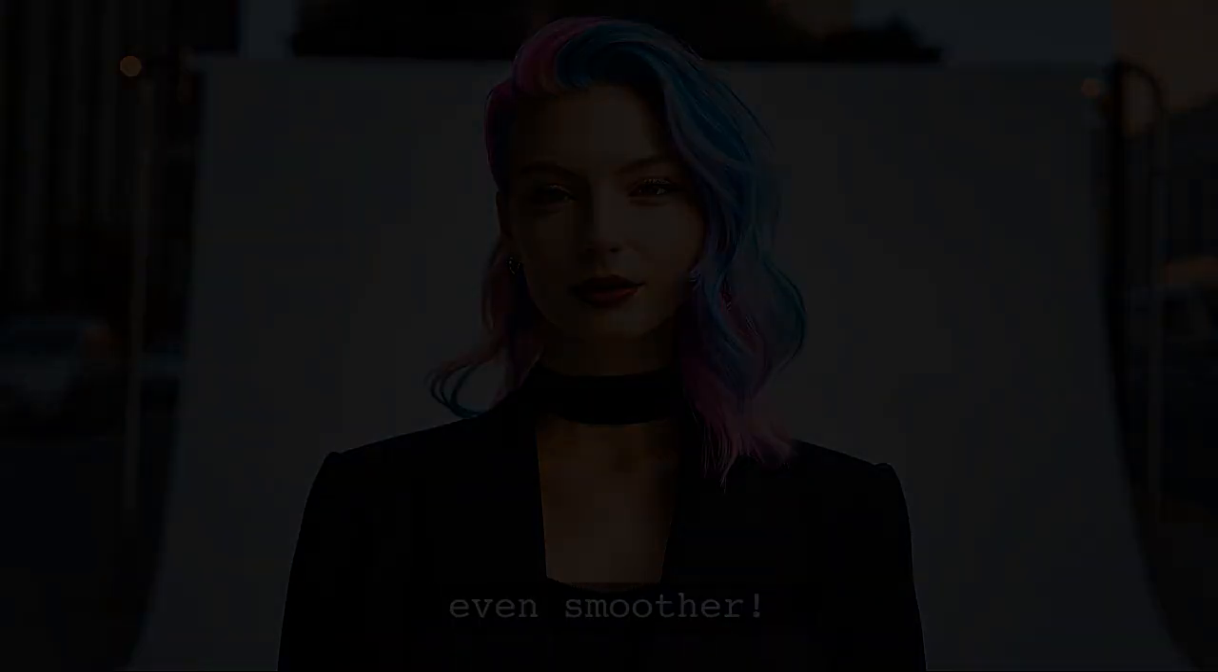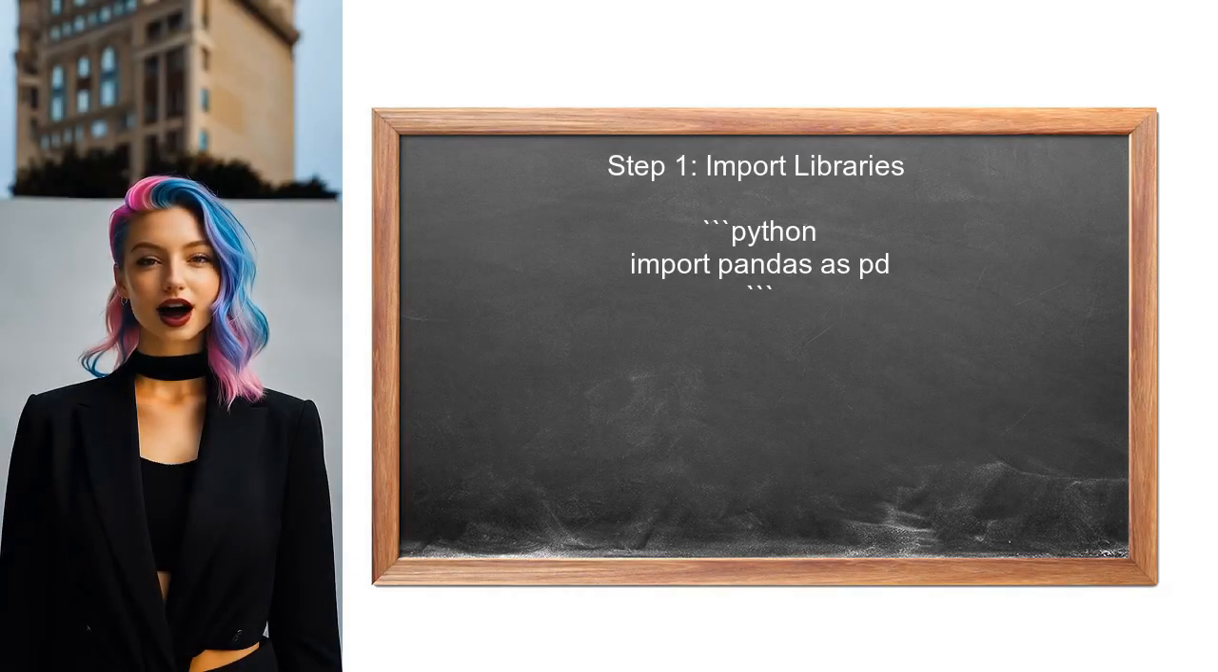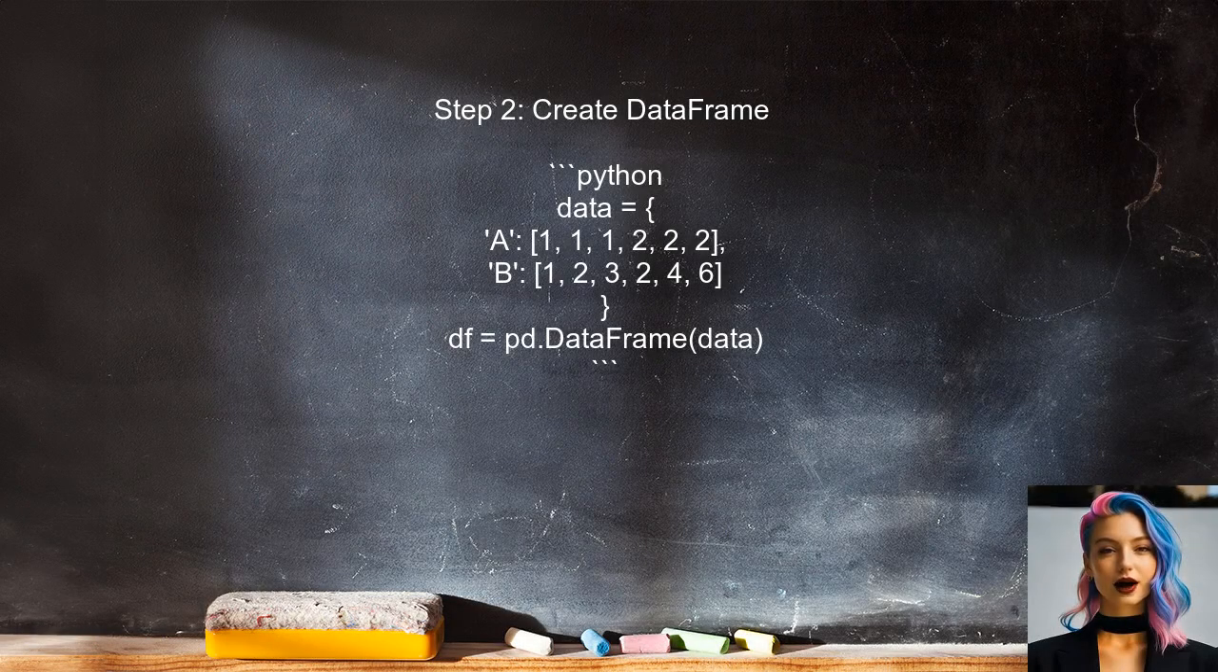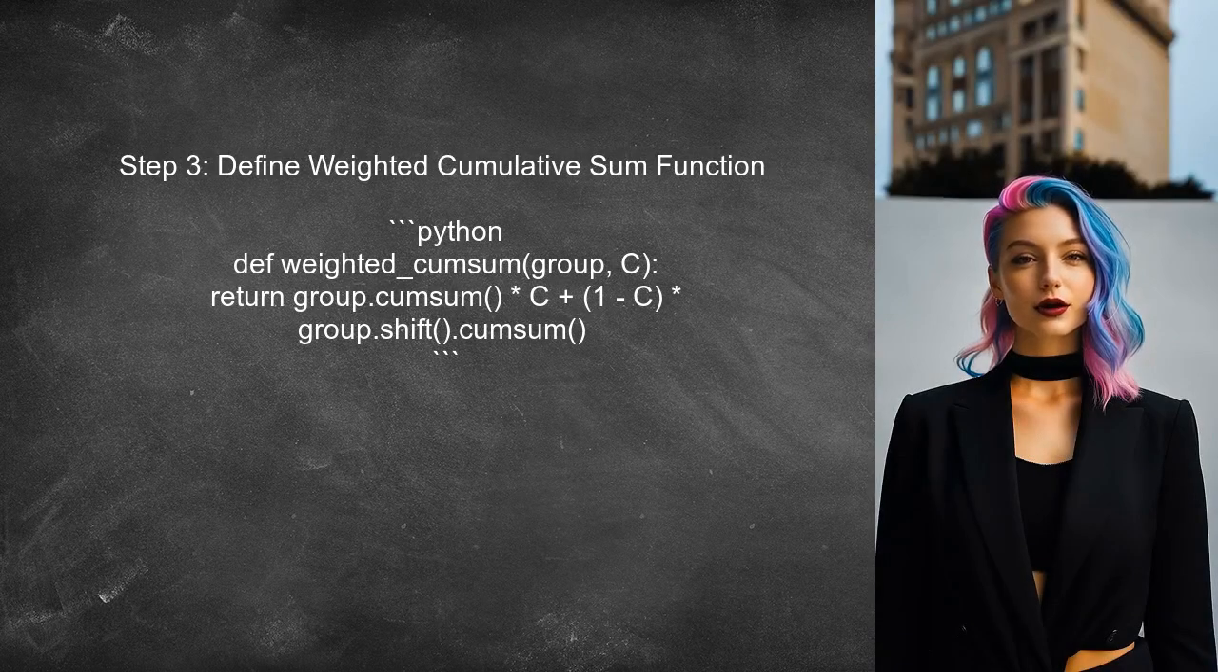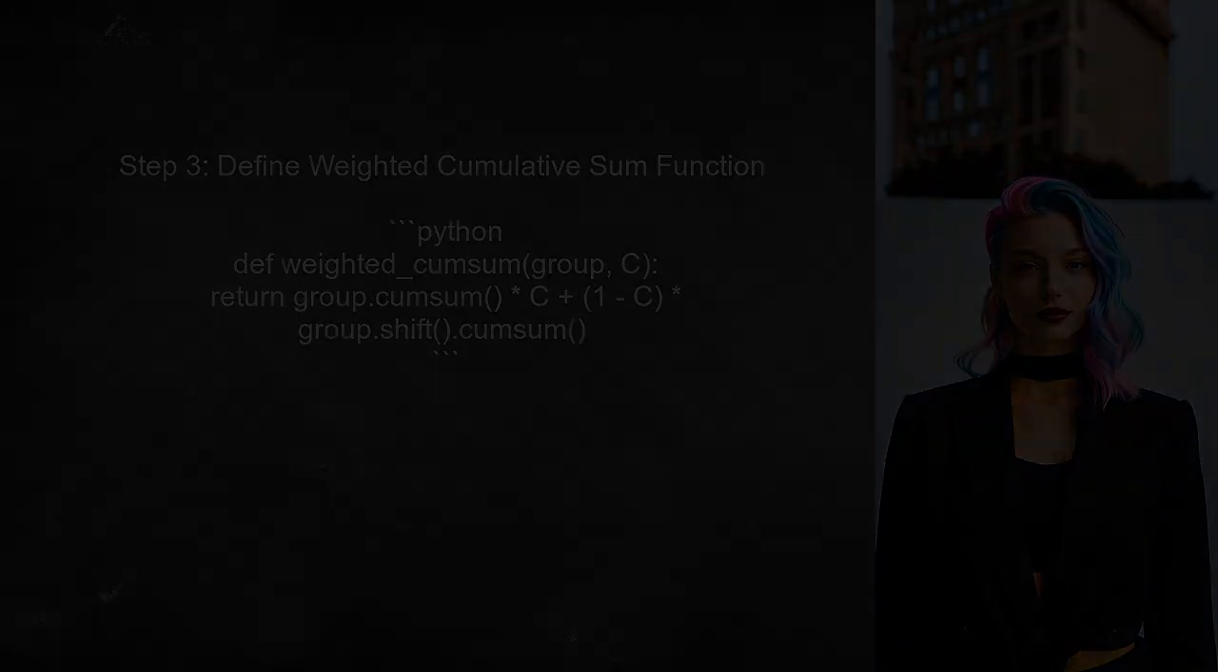To calculate the weighted cumulative sum, the user should first import the necessary libraries. Specifically, they need to import Pandas, which is essential for data manipulation. Next, the user should create a data frame using the provided data. This will allow them to work with the data in a structured format. Now the user can define a function to calculate the weighted cumulative sum. This function will apply the formula provided, which combines the current value with the previous cumulative sum.